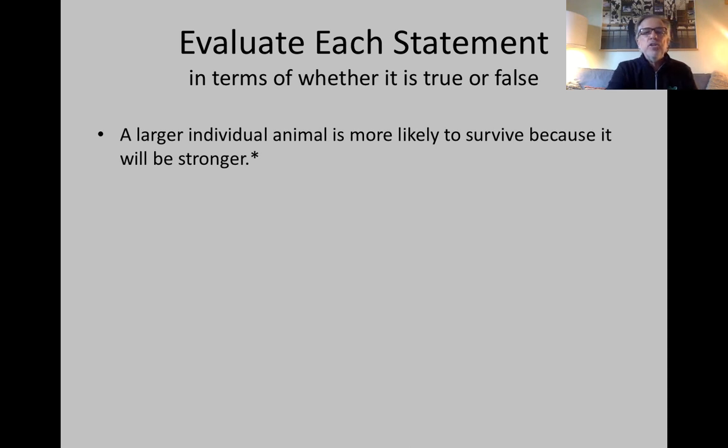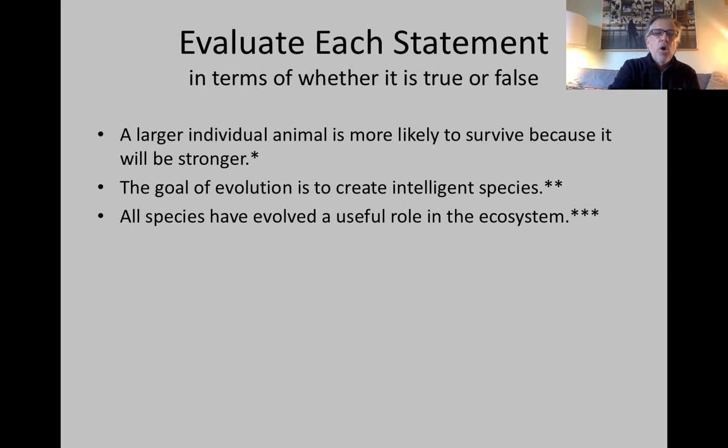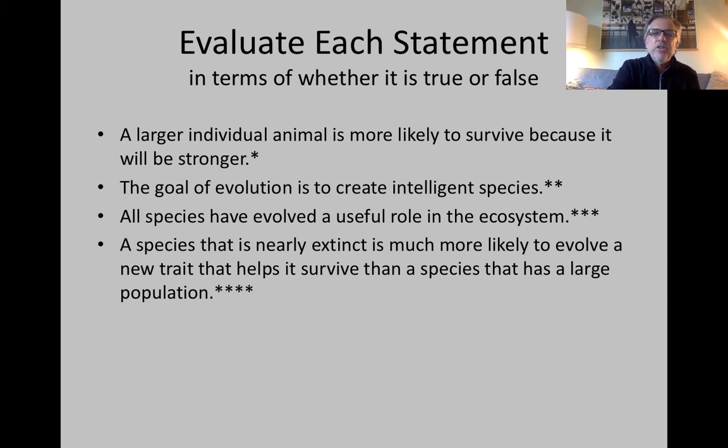A larger individual animal is more likely to survive because it will be stronger. The goal of evolution is to create intelligent species. All species have evolved a useful role in the ecosystem. A species that is nearly extinct is much more likely to evolve a new trait that helps it survive than a species that has a large population. So think about all of those and see if you can tell me whether they're true or they're false.